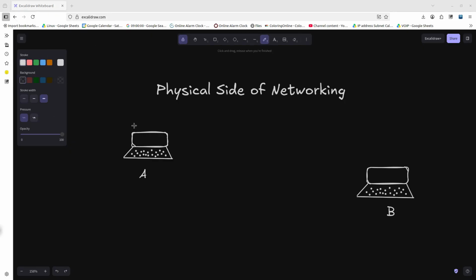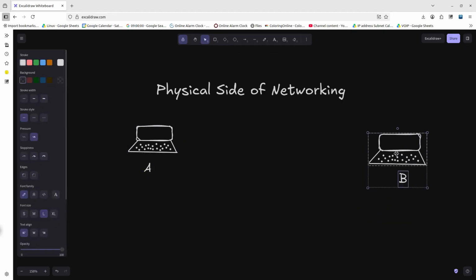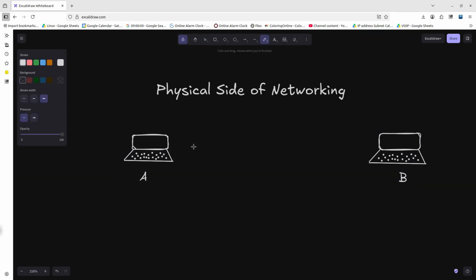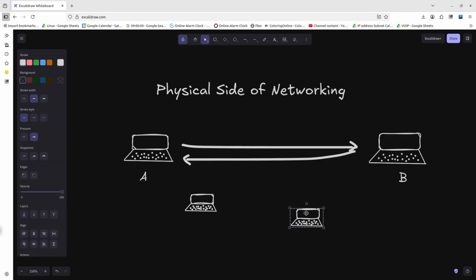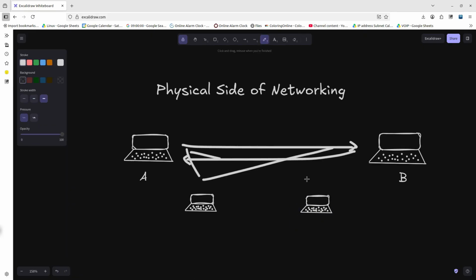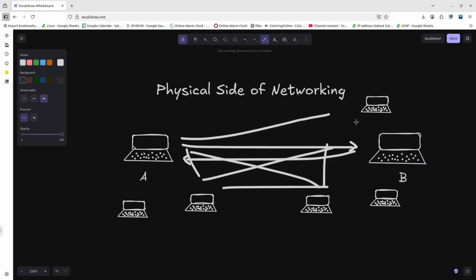So, let's start with something very simple. Imagine you have two computers, okay? This is computer A and this is computer B. So, the moment these two computers connect with each other, this is what we call a network. This is a very bare bones example of what a network is. Now, imagine if we have three computers connected to each other, or four, or five, or six, or seven, all of them connected to each other, or 8, or 9, or 10, and so on. We keep scaling it up till we have like a billion computers.